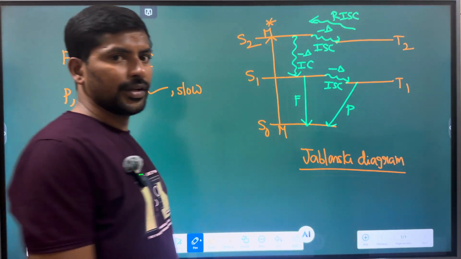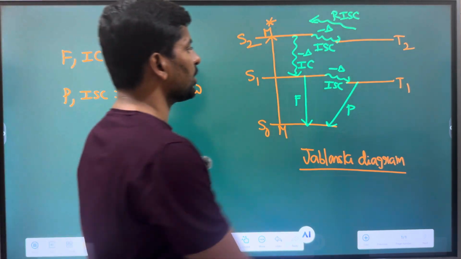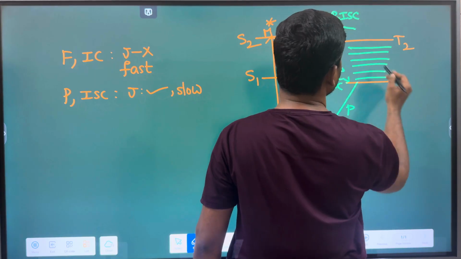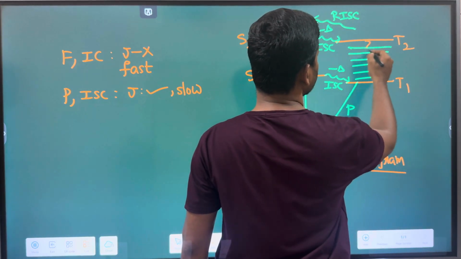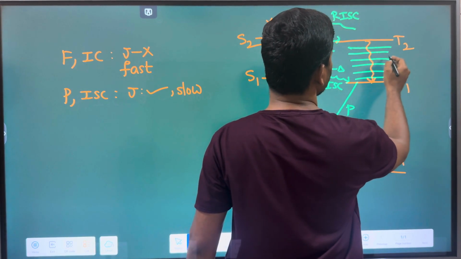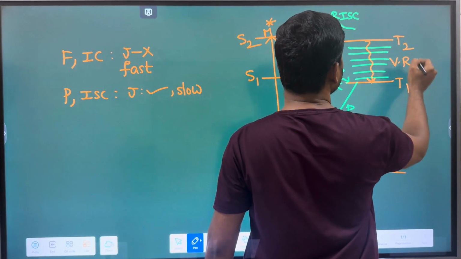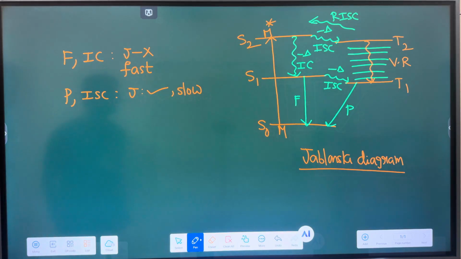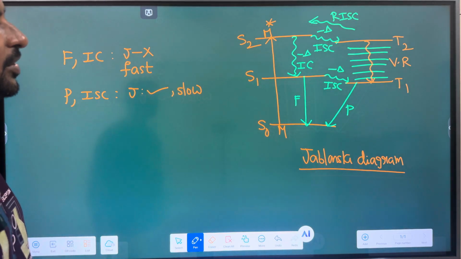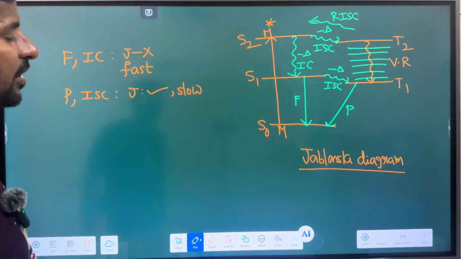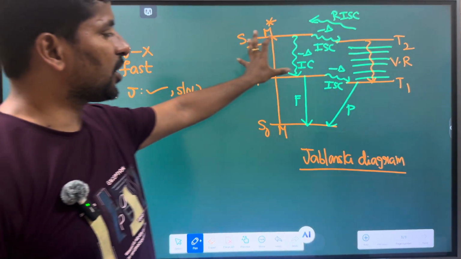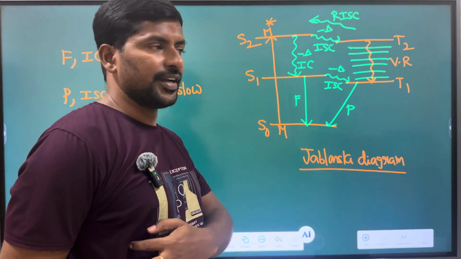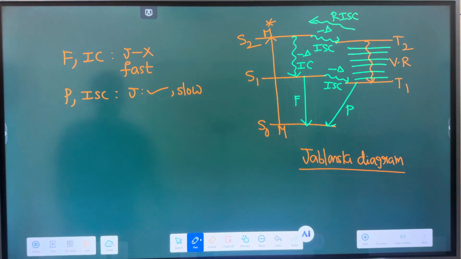Next, in between electronic energy levels we have vibrational energy levels. From a higher vibrational energy level to a lower vibrational energy level is called vibrational relaxation, and that is also a photophysical process. So all photophysical processes represented in the form of a diagram is called the Jablonski diagram.